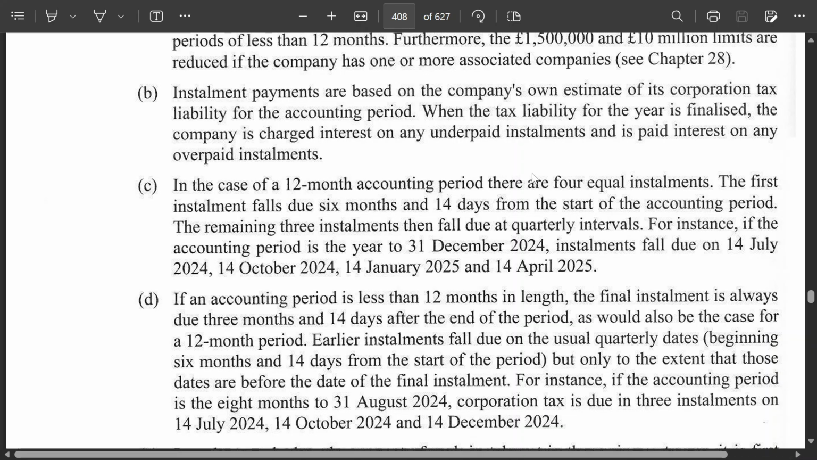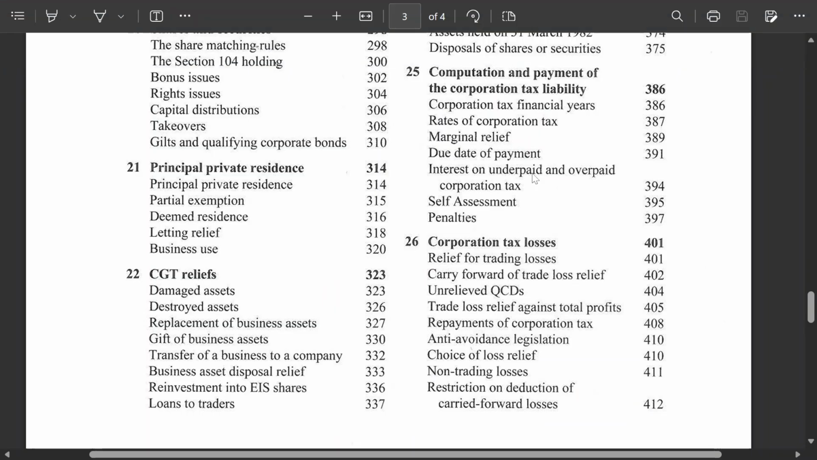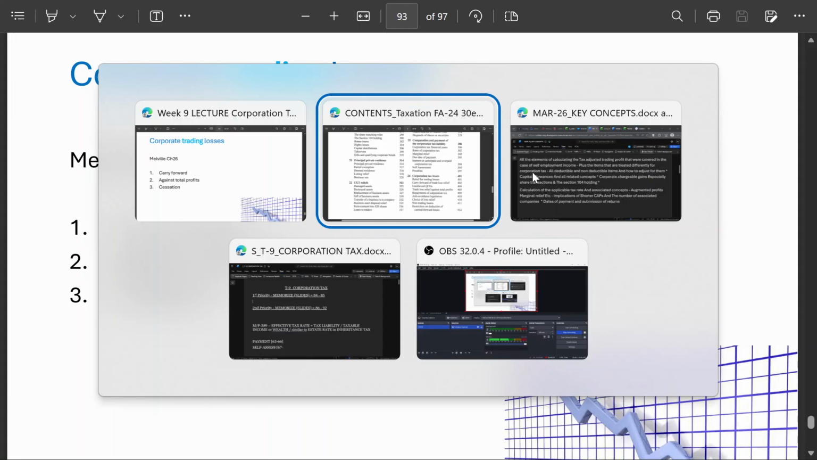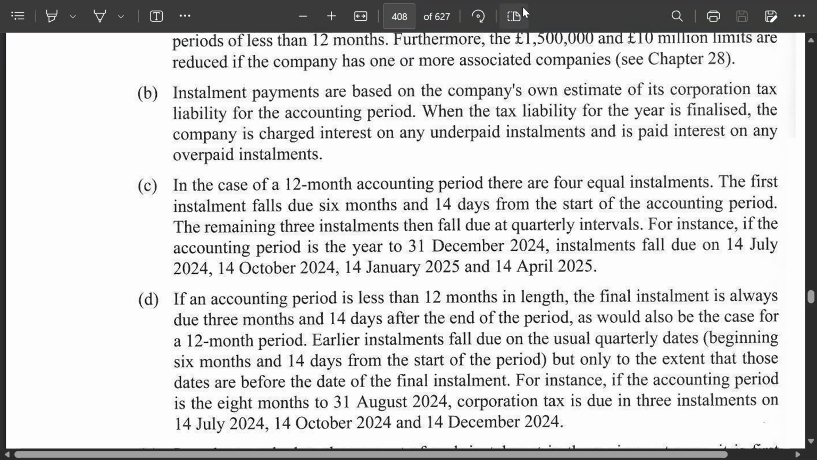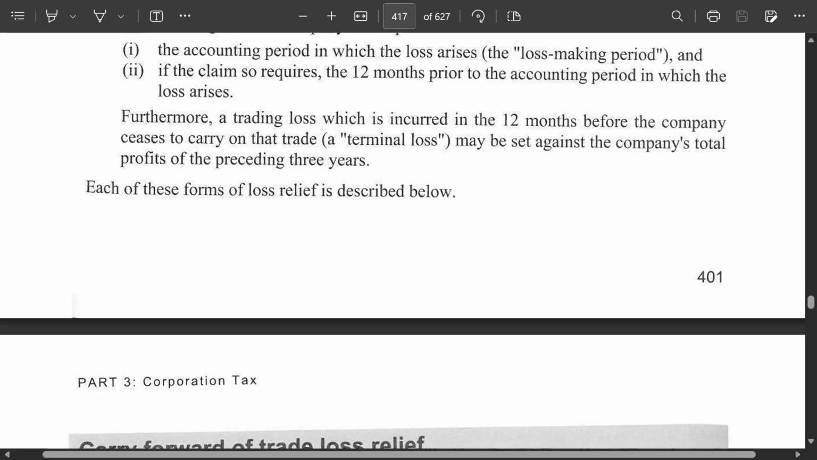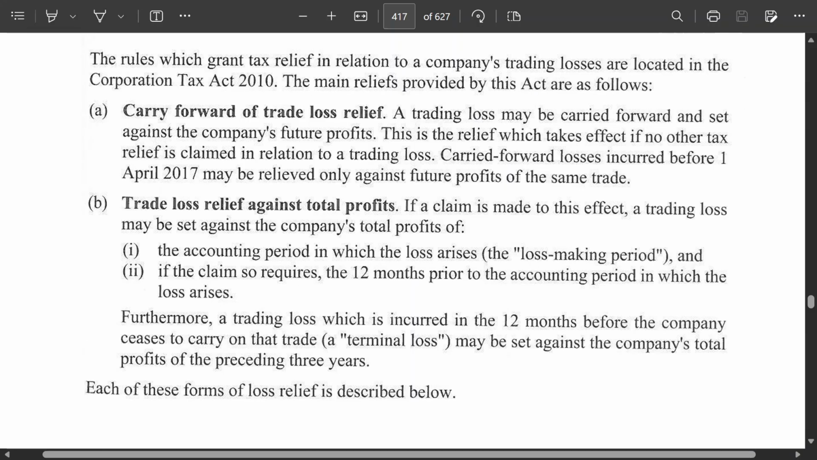Melville chapter 26. Chapter 26 I think is 401. Yeah, okay. So let's look at 401. So 401 would mean 411, 417, 418. Let's look at 418 and see. So you do need to have this thing, okay? So carry forward of relief for trading losses, carry forward. So just understand this briefly, okay, how it is adjusted, because you may get a question on this.